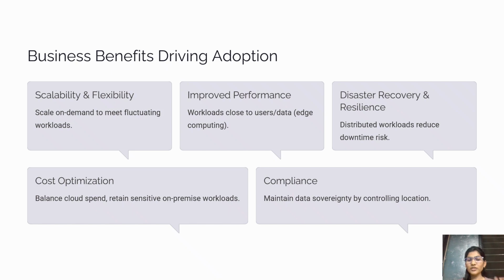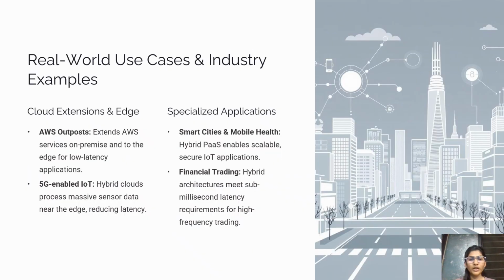Cost optimization: save money by choosing where to run a workload. And fourth is compliance. Keep sensitive data in a specific location, important for banking and hospitals. Now move to the next slide, real world examples.